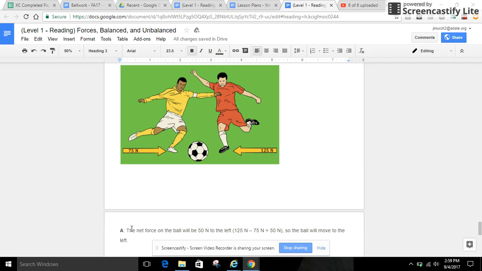Answer. The net force on the ball will be 50 newtons to the left. 125 newtons subtracted by 75 newtons. 50 newtons left over. So, the ball will move to the left, 50 newtons.